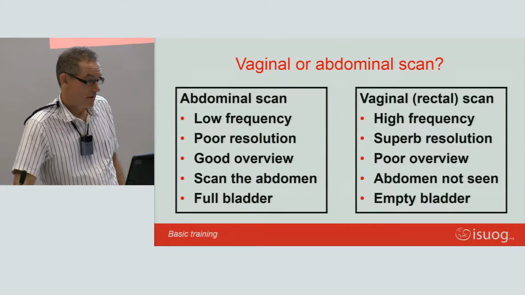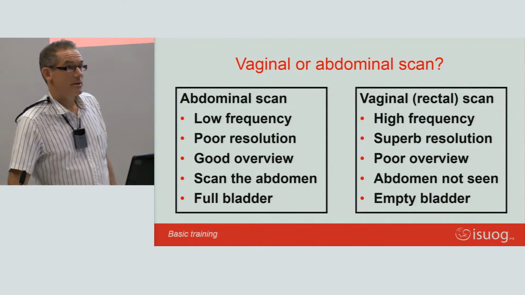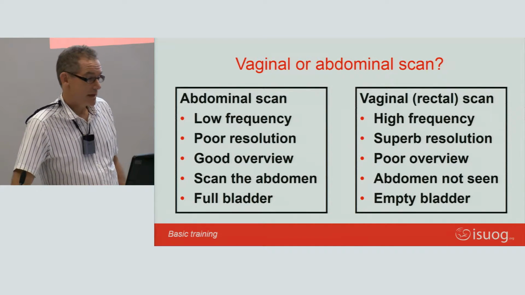And if you feel the inclination to go and look for kidneys or the liver, then you can do this at the same time. Generally, it's accepted that for transabdominal scanning, you have a full bladder, and the reason for this is that you can displace the gas-filled bowel out of where you want to see.